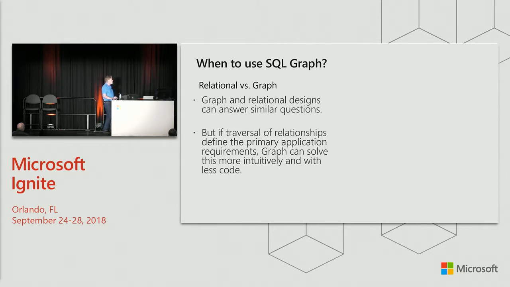So when to use a graph? Graph data and relational designs can answer similar questions, but for traversal of relationships between objects, especially where the relationships may not be obvious, graphs can solve these more intuitively and with less code, if you're looking at a lot of relationships, a lot of multi-hop traversals between objects. There's one other thing I want to show you about that.